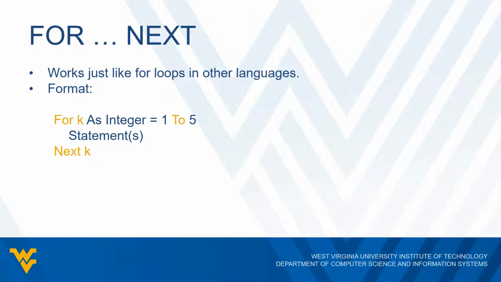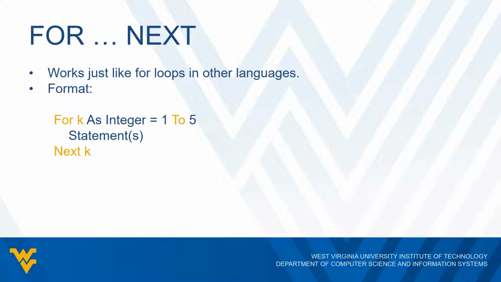We have the word for, and then we have k. K is just a specific variable. I'll talk a little bit more about it in just a minute. But then we have the words as integer equals 1 to 5. Now this is just an example here, but we would have the keyword for, and then as integer. So think of it as saying we're declaring a variable k as an integer, and then we assign it to 1, and then the to part means that we go up to 5. And then we have a set of statements, and then we conclude by having next and then k.